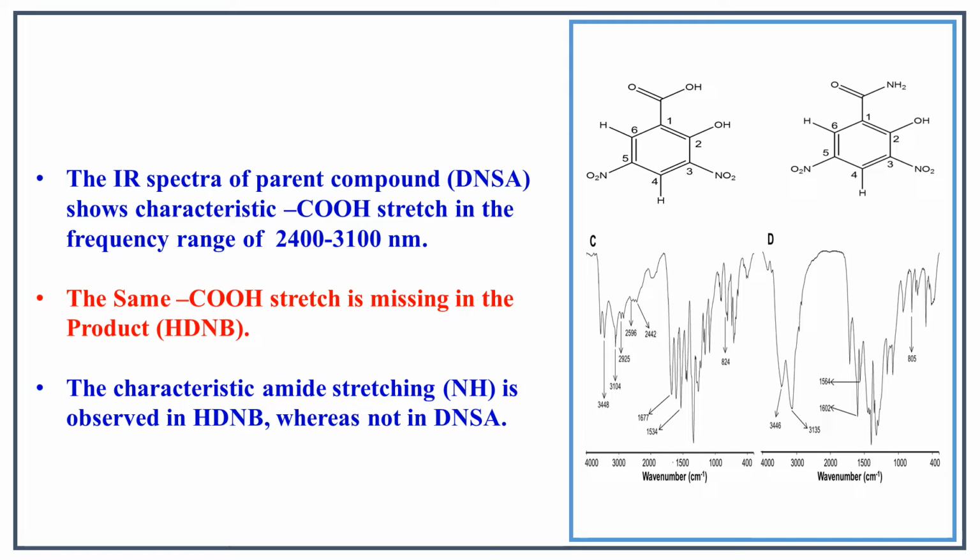As you can see, the IR spectrum of the DNSA showed a strong vibration band at 1677 and a broad band in the region of 3100 to 2500. This data suggests the presence of a COOH group in DNSA. In contrast, the broad band in the region of 3100 to 2500 is absent in the IR spectrum of HDNP, indicating the COOH moiety is absent. In addition, strong bands at 1602 and 3135 suggest the presence of a carbonyl group and an amide group in HDNP.